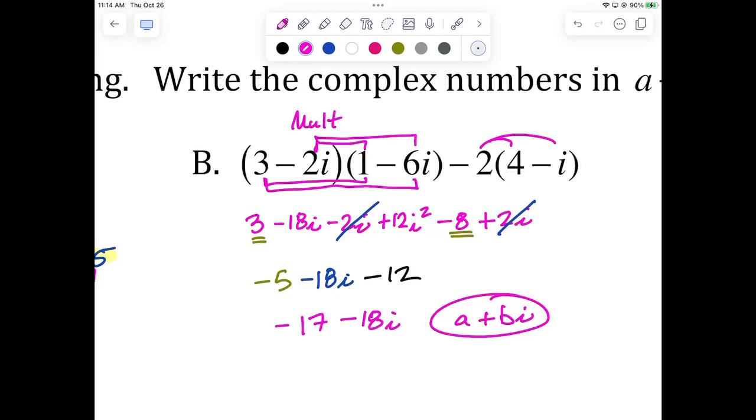All right. Everyone got that? Step by step, inch by inch, it's a cinch.